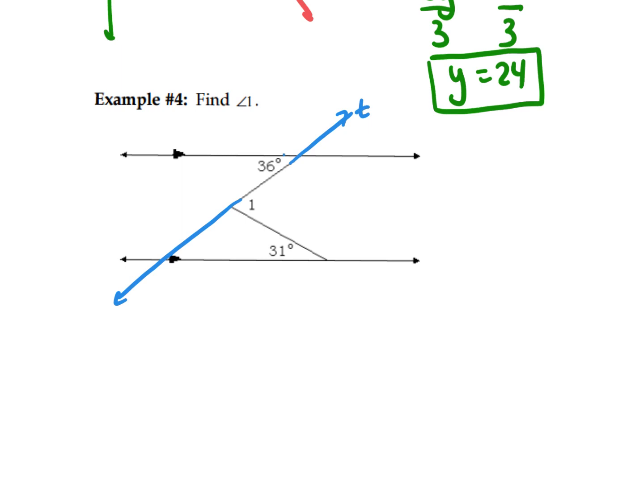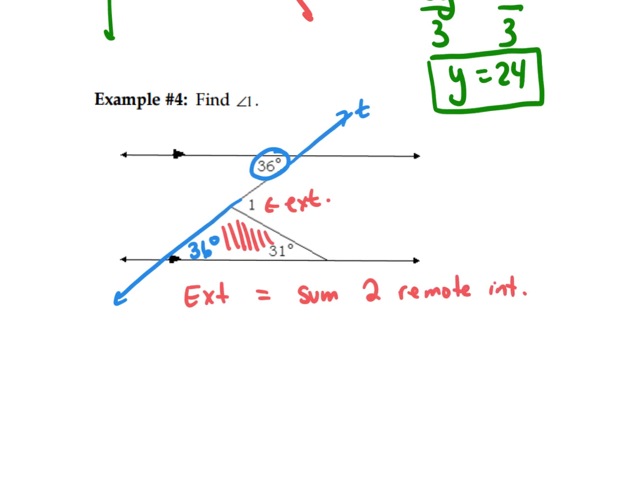So why this helps me is I know this is 36, so alternate interior would be here, so this would be 36. And now this is a problem we did last chapter where we have this triangle and we have an exterior angle to that triangle. So if you remember, an exterior angle is equal to the sum of the two remote interior angles. Now, the two remote interior would simply be the 36 and 31. So the measure of angle 1 is simply going to be 36 plus 31.